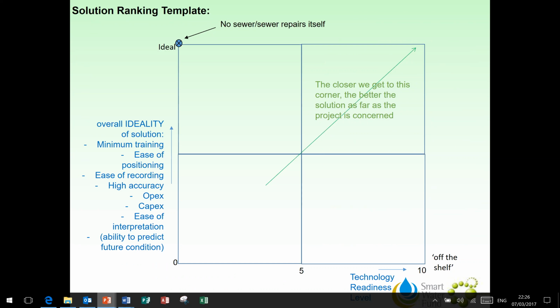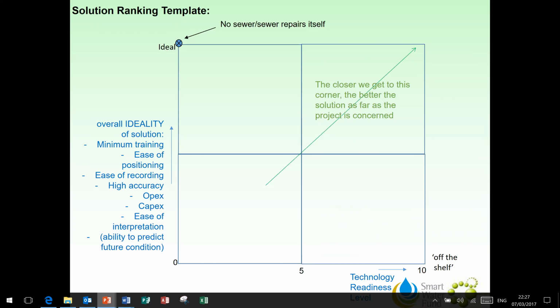So we called it ideality, but we were looking at parameters like, for example, ease of use, ease of positioning, accuracy, capital cost, operating cost, ease of interpretation of the data. And so the top of that vertical axis is what we describe as ideal. So that would be literally the perfect solution. It would be free. It would give us all the accuracy we wanted, and it would do it instantaneously.